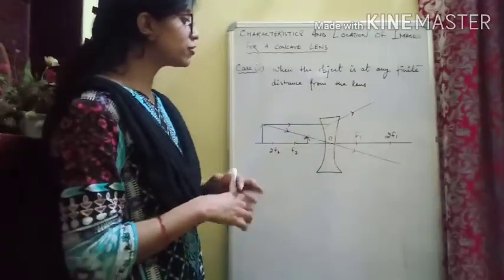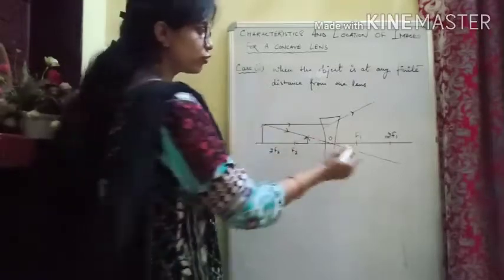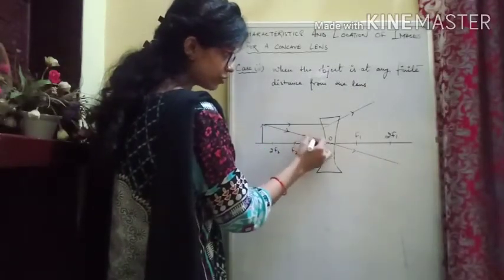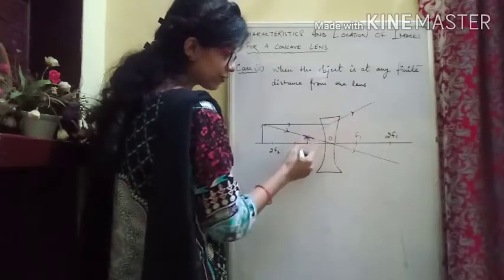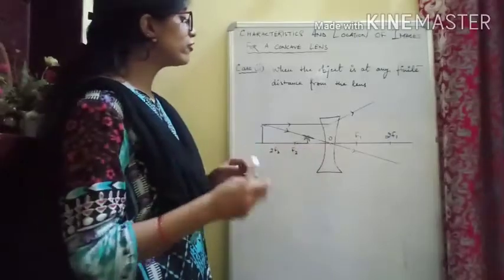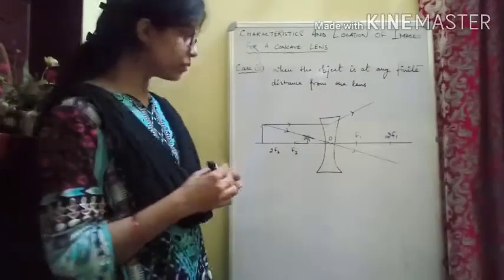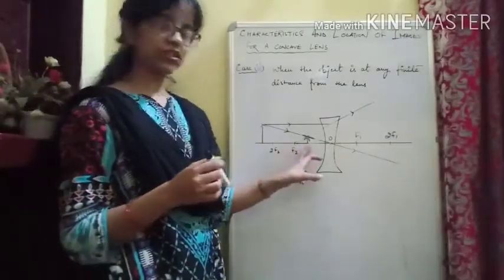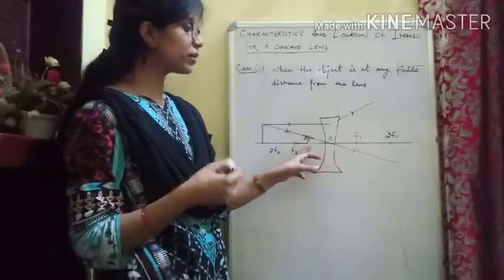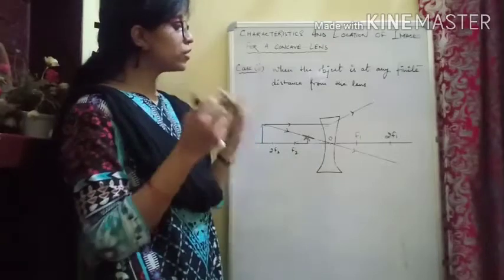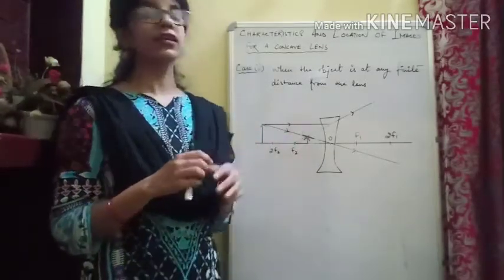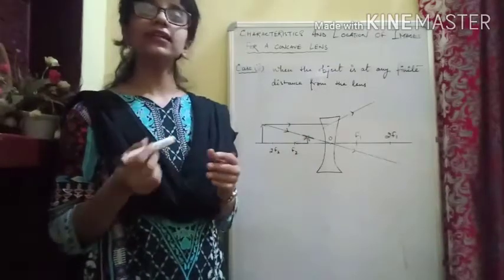To see the image we have to see the two refracted rays. So the first refracted ray is this only, and this one is the second refracted ray. Where they are intersecting, there we will get the image. Now if we write the characteristics, the image is of course virtual, as the two rays are not really intersecting each other but appear to intersect. So the image will be virtual, upright, and highly diminished.